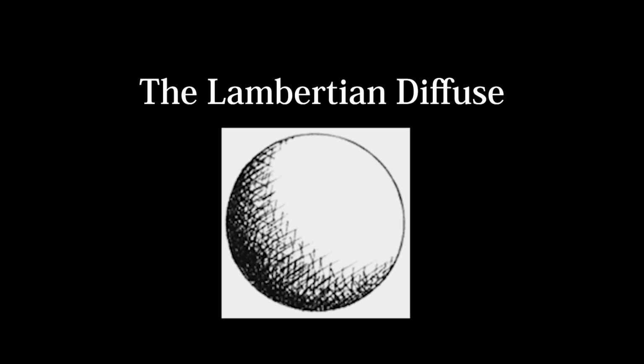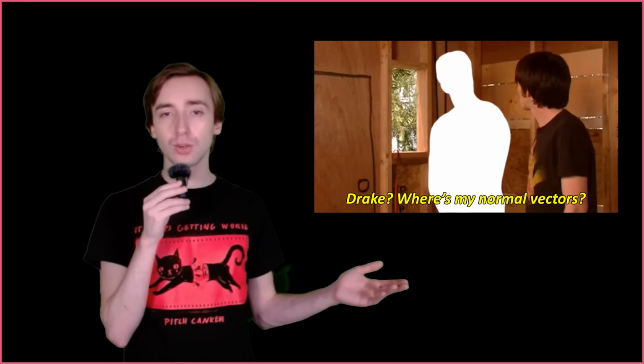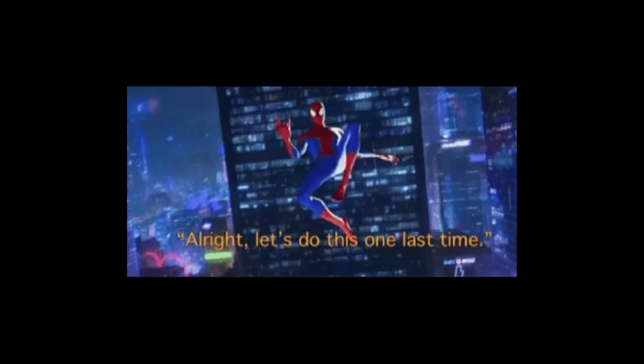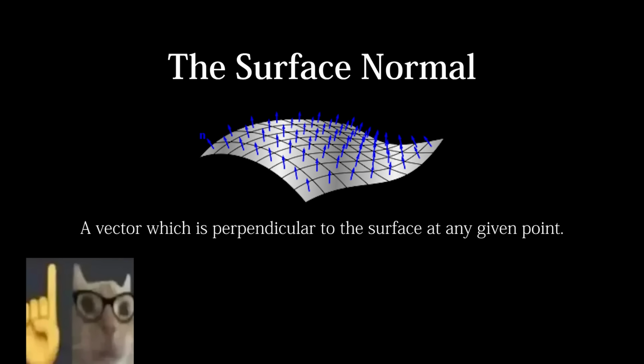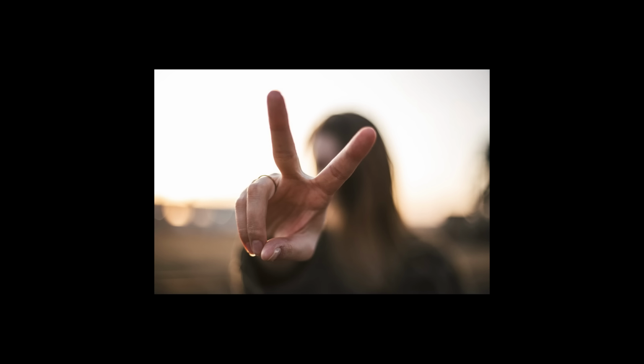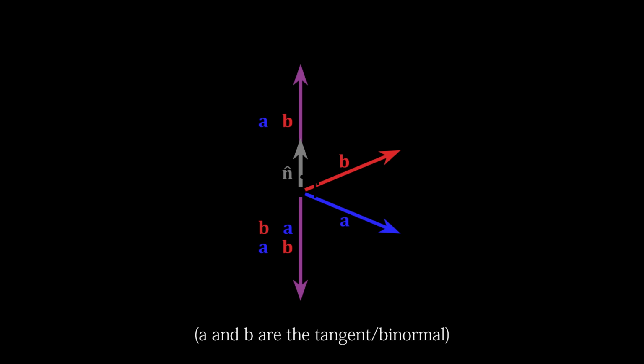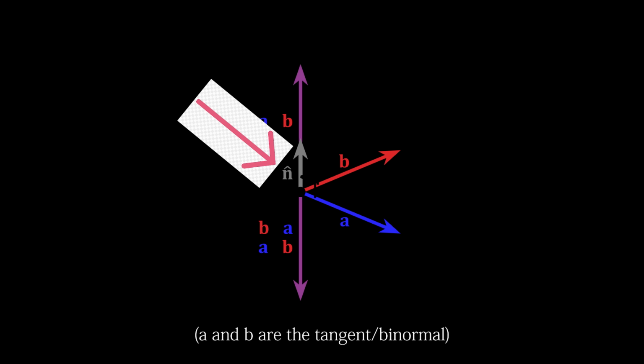Lambertian diffuse. We've already gotten ahead of ourselves though, because if we go back to our water, you might start asking the question, where are the normal vectors? Like I said earlier, a normal vector is a vector that points orthogonal to the surface at any given point. In order to calculate a normal vector, we need two other vectors, the tangent and the binormal. The tangent vector is the tangent line of the point on the x-axis, and the binormal is the tangent line on the z-axis. The cross product of these two vectors produces the normal vector.